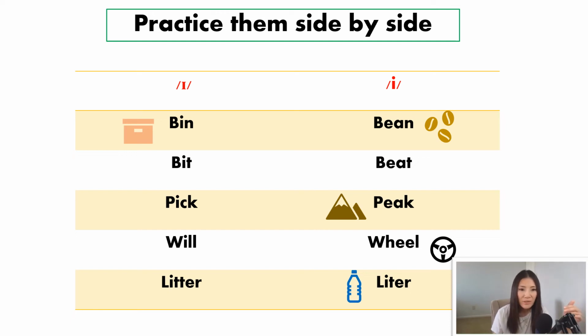Here's a list of the words side by side with the short I sound and the long E sound. I'm going to read from left to right, so please repeat after me. Bin, bean, bit, beat, pick, peak, will, wheel, litter, leader.